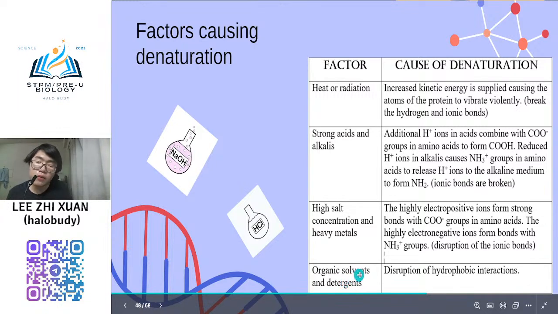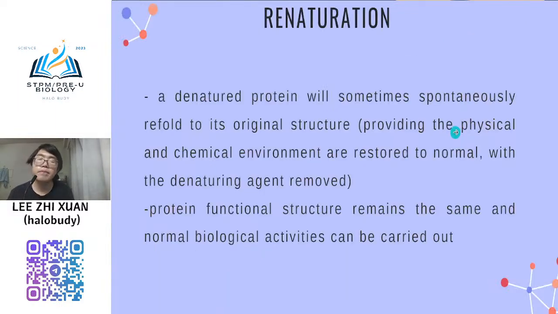Also, organic solvent and detergent will disrupt your hydrophobic interaction. So these are the causes of denaturation that can occur in protein. Okay, if you want to renature your protein, sometimes it will spontaneously return to its original structure. Normally you can provide the physical and chemical environment to normal, with the denaturing action removed. So the protein's functional structure remains the same and normal biological functions can be carried out.